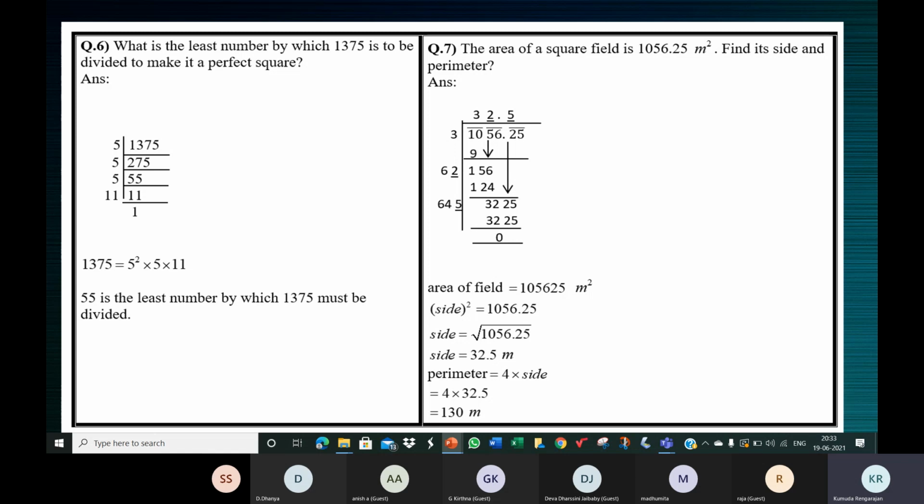Let me just check your answer. Okay, I'll post the fourth answer done by Anish. Before that, let me give you the next question. Yes, children, the next question is this.